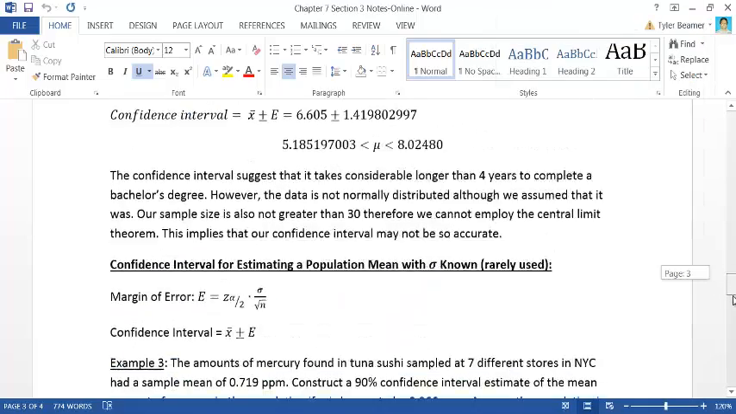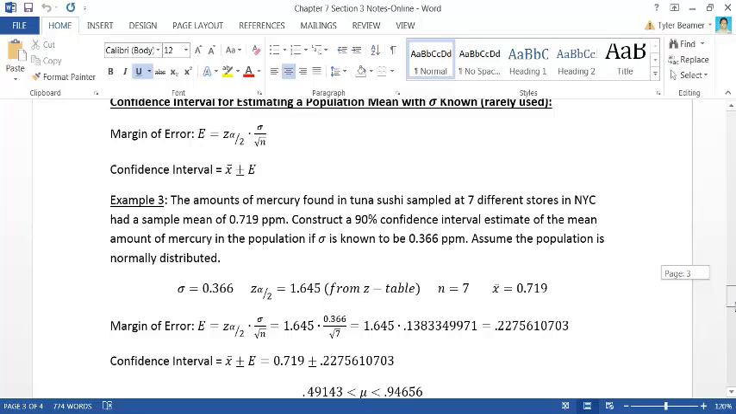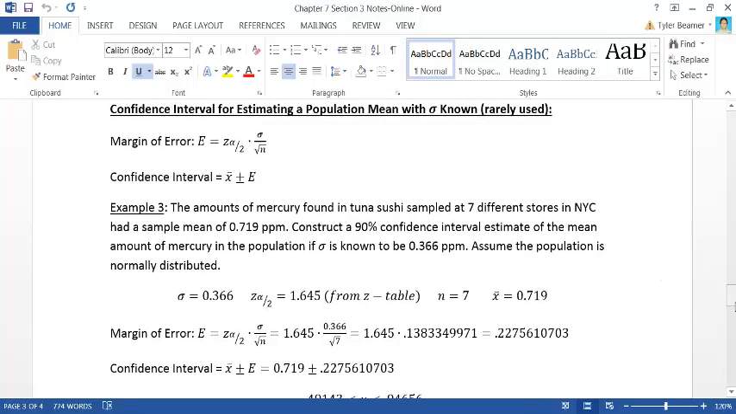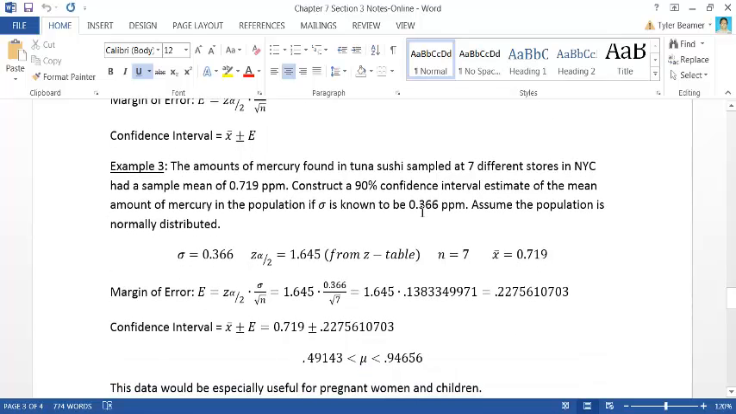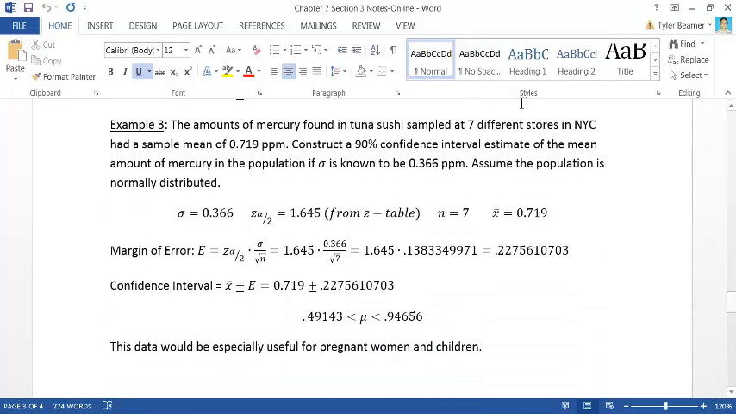Okay. And then to find the confidence interval estimating population mean when you know sigma, you know the population standard deviation, which is really rare. I mean, it's rare that you would know the standard deviation and then not know the mean of the population. But if that was the case, you would be using z instead of t. So we'll use this as an example.